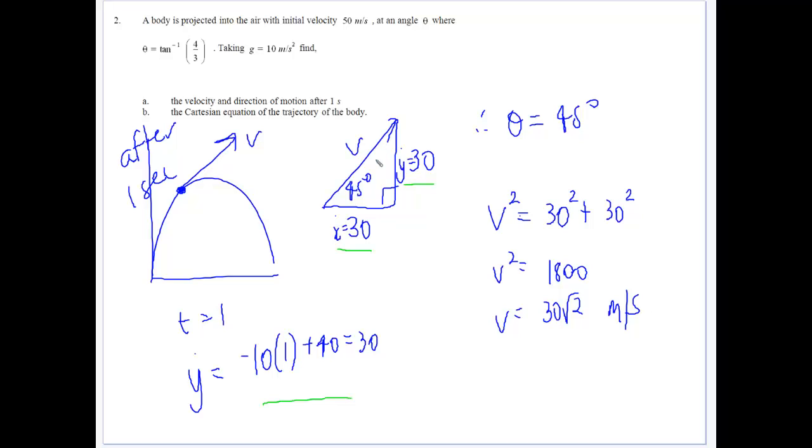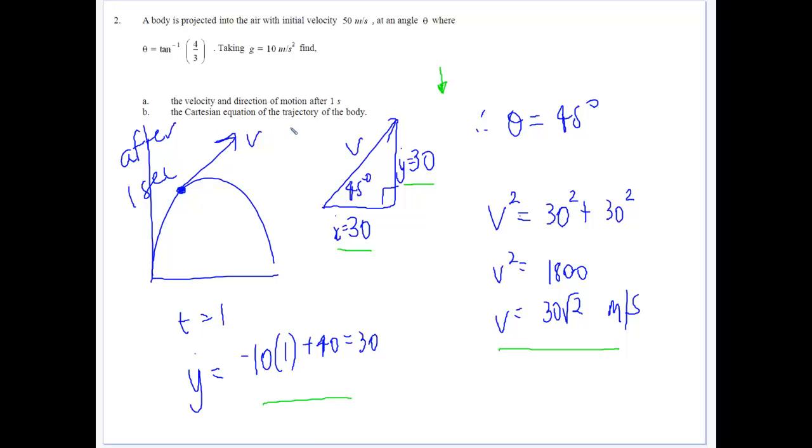And to work out our velocity, we can either use trigonometry or we can use Pythagoras' theorem. And our velocity now has become 30 times root 2 meters per second. So that's what our velocity is after 1 second. Horizontal velocity stays the same. Vertical velocity obviously is slowing because the particle's rising, but gravity is acting in a downwards motion, so it's going to slow that particle up.